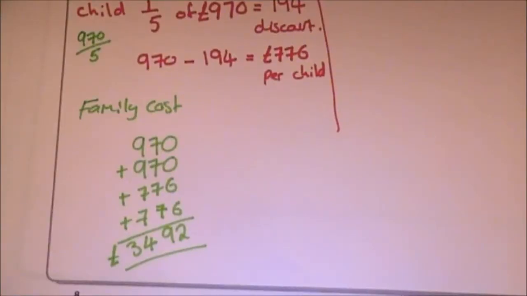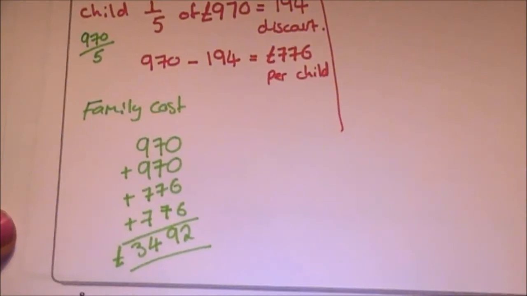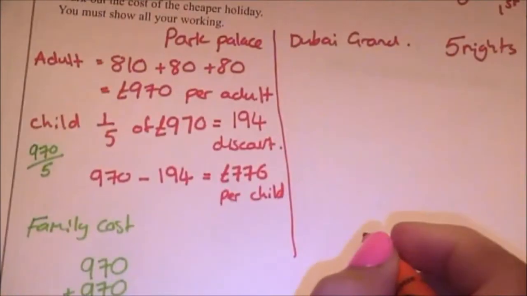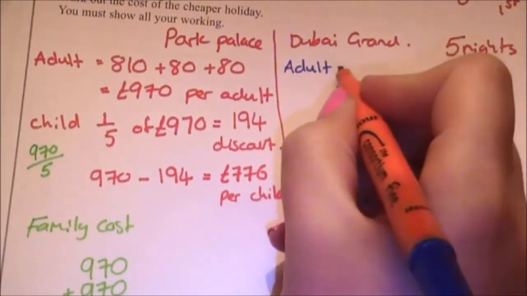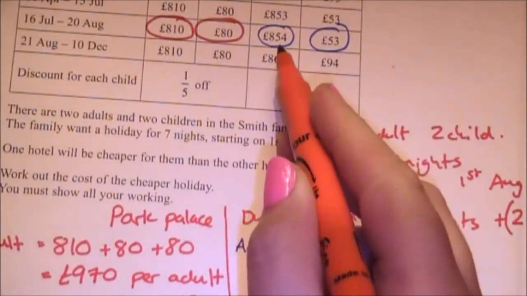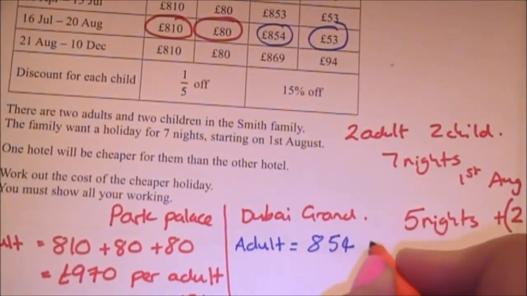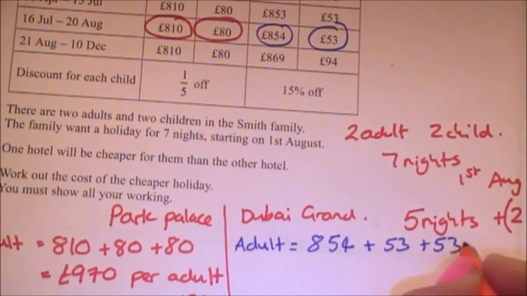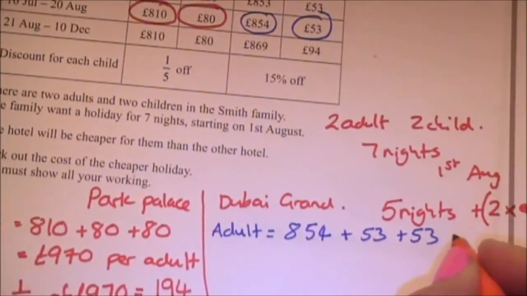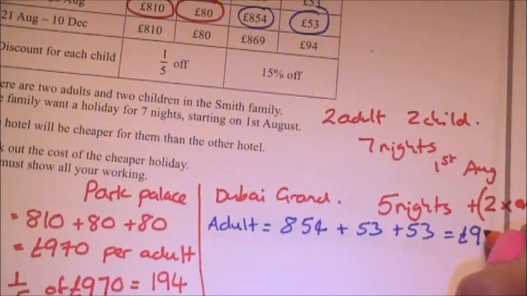Now I'm going to do exactly the same for the Dubai Grand Hotel, the only difference being the child discount is different. So let's start in the same way, and that is by finding the price of an adult. Now for the 5 nights it's £854, and the 2 additional nights is add 53, and that will give you £960 per adult.